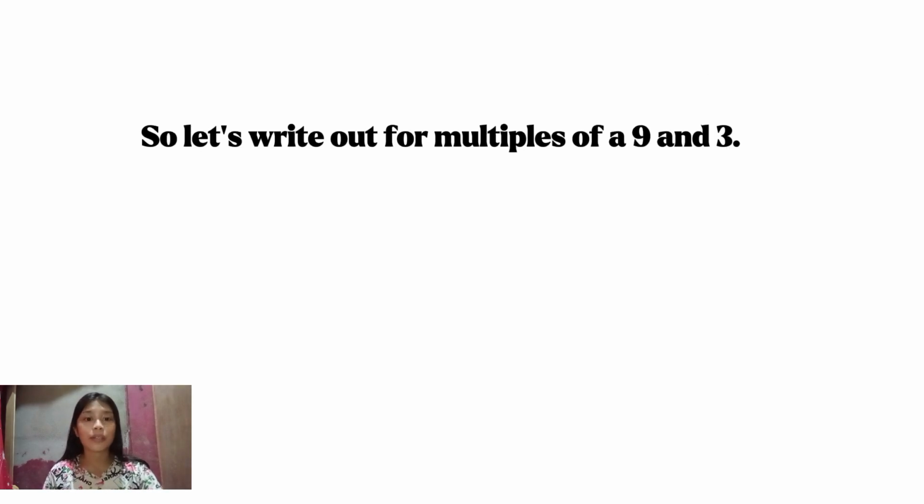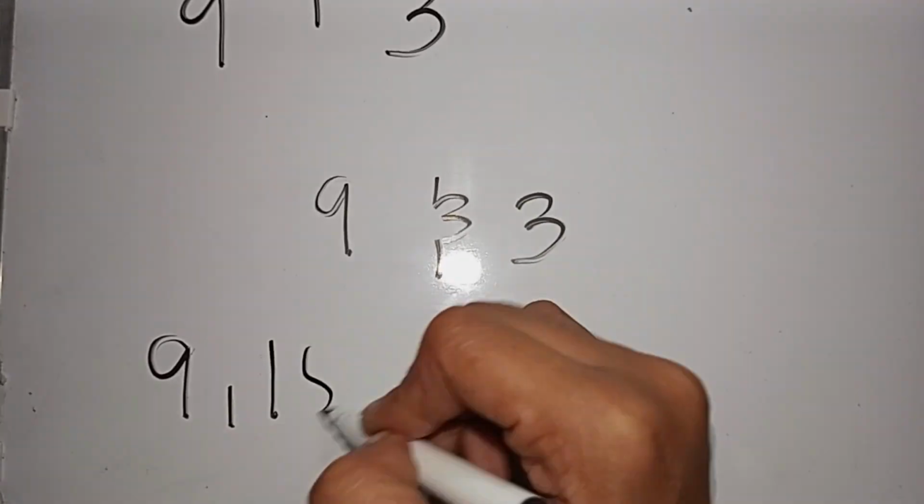So let's write out the multiples of 9 and 3. Let's start with 9. The first multiples of 9 are 9, 18, 36. Then I'll write the multiples of 3. I would suggest writing out 4 or 5 multiples of each, see if you have any common multiples, and if not, you can always extend your list. So let's do 3 now and see if we have any common multiples.